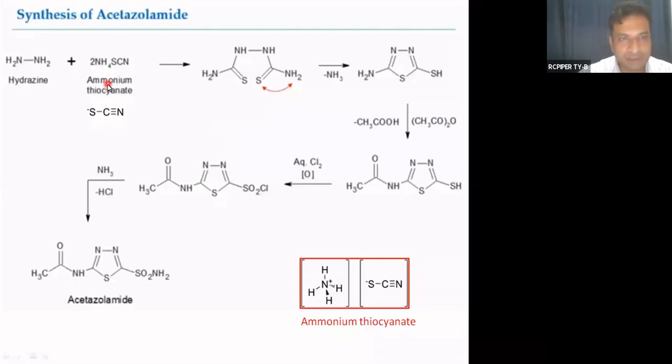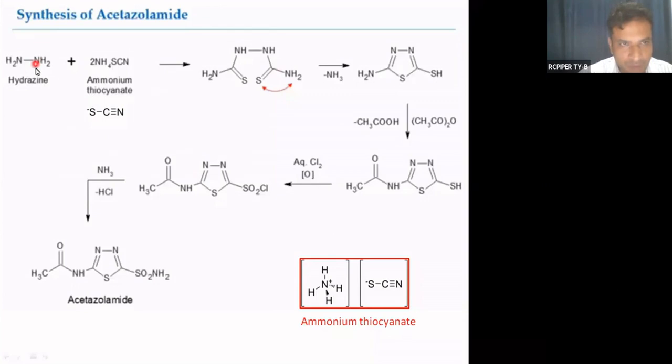Now what is going to happen? See the product. The CSNH2 group is attached to both nitrogens, and both nitrogens have lost one hydrogen. Okay, so NH2 has become NH, C double bond S, NH2, C double bond S, NH2. So one molecule of hydrazine is reacting with actually two molecules of ammonium thiocyanate. So I have written here the thiocyanate anion.